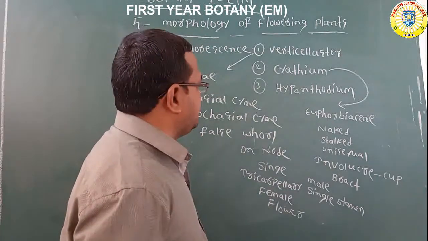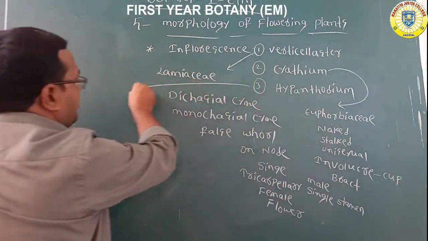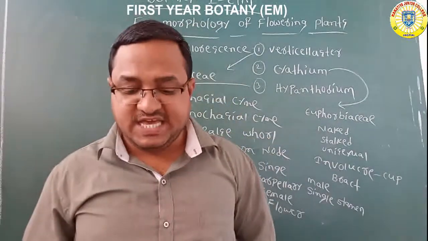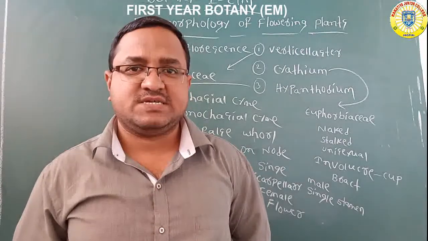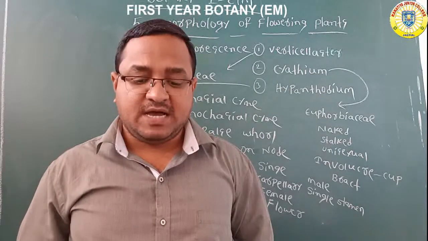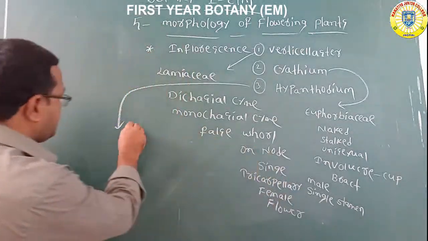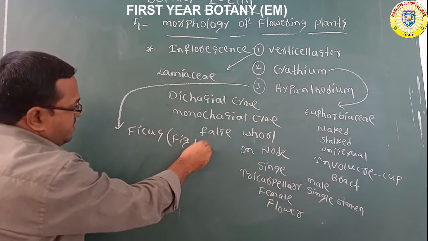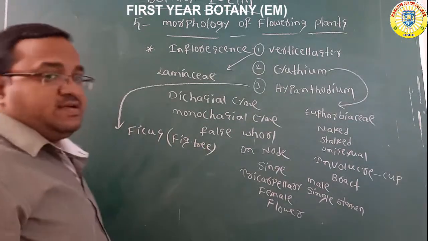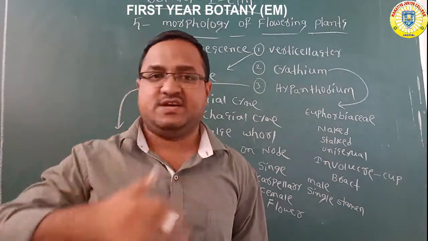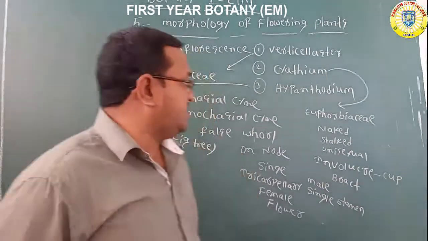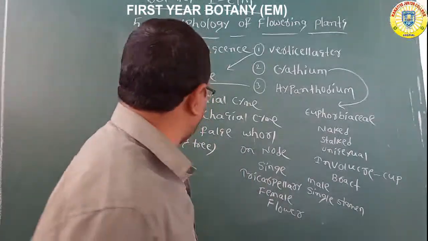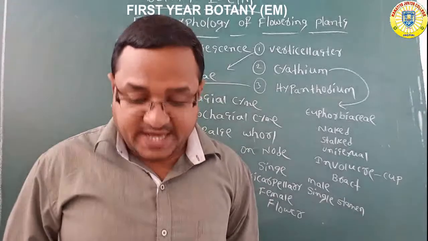The best example is the Euphorbiaceae family. But what is the third one? Hypanthodium. This type of inflorescence we can see in Ficus bengalensis, the banyan tree. Ficus is nothing but the fig tree. Generally, you can see this hypanthodium inflorescence especially in Ficus bengalensis. Fig tree means banyan tree.